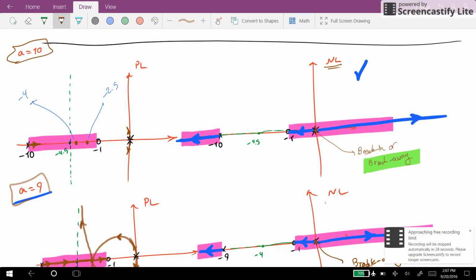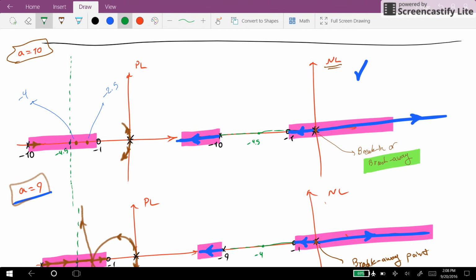And now for the last case, a equal to 10, we have two distinct break-in or breakaway points, one at -4 and one at -2.5. One of these points will be a break-in point because the branches which departed the real axis at the origin will at some point come back towards the real axis, and the other one will be a breakaway point because then the branches will depart the real axis and move towards infinity using the asymptote that we have here. So this is our asymptote, which is already drawn.